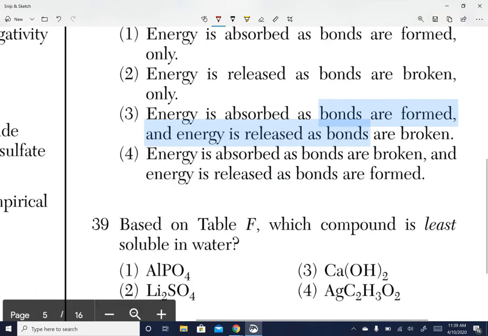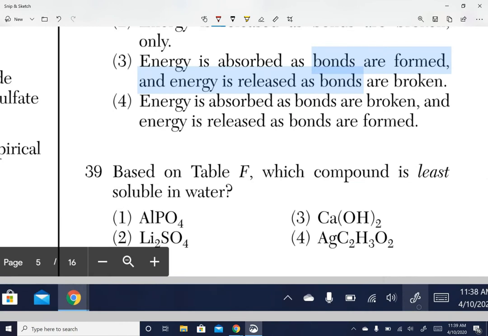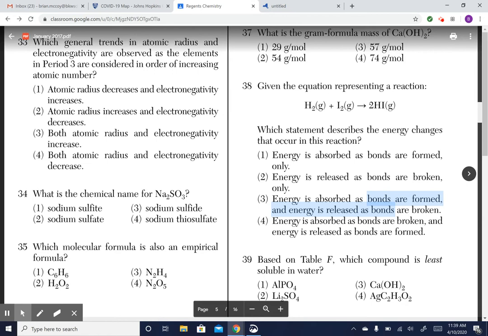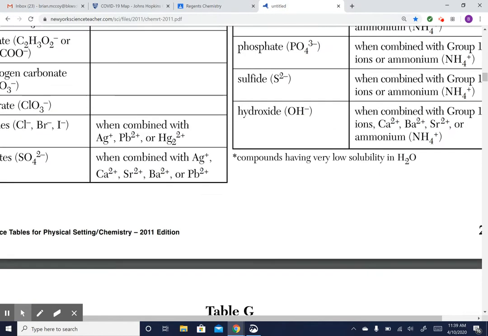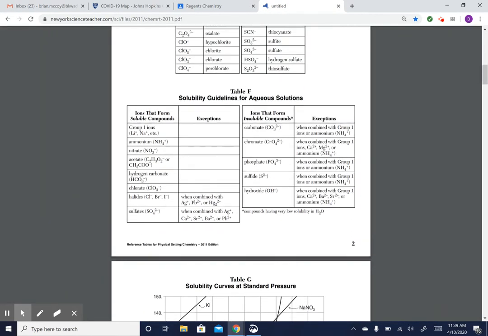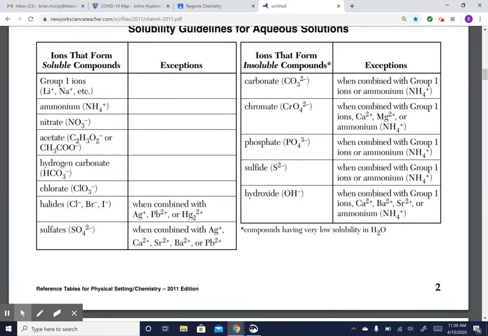39. Table F, which is least soluble. So if we go to table F, all right, here's our table F.